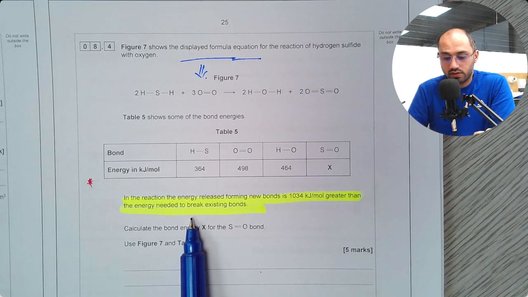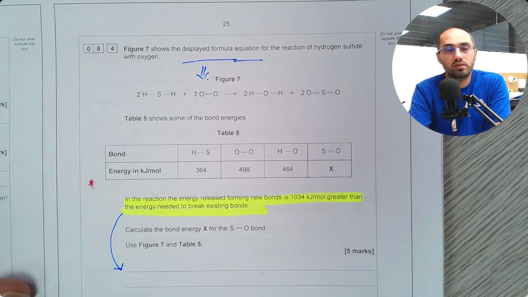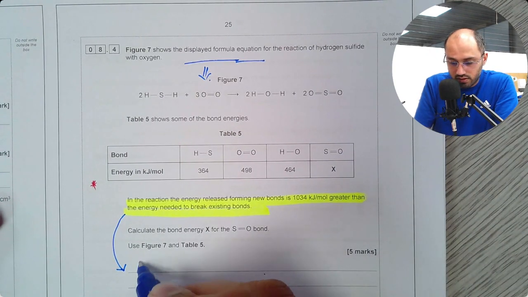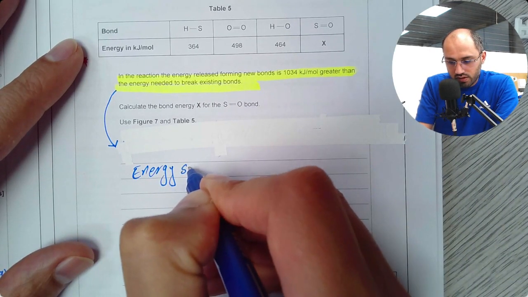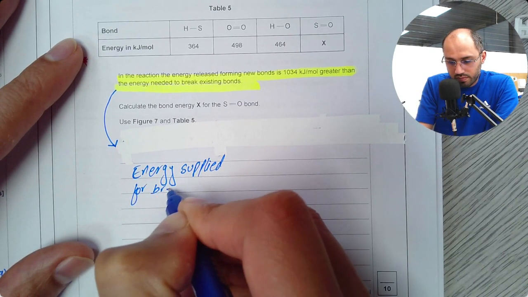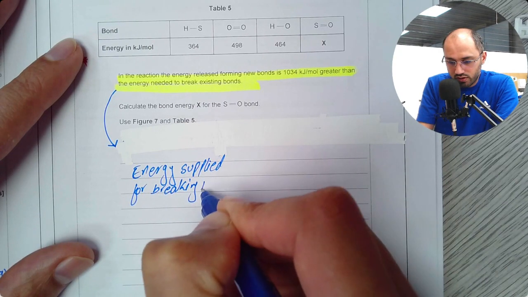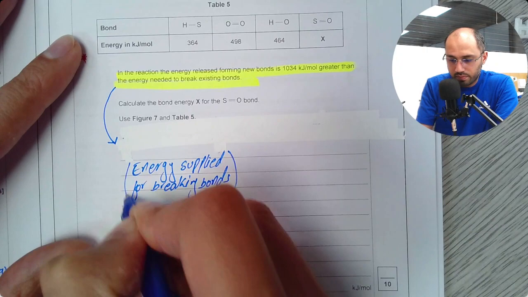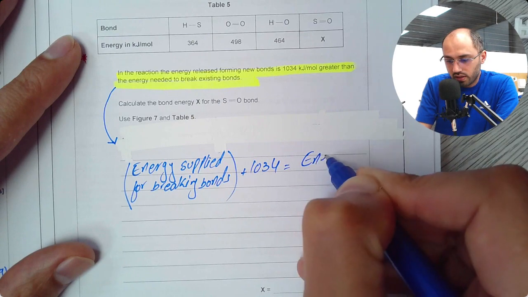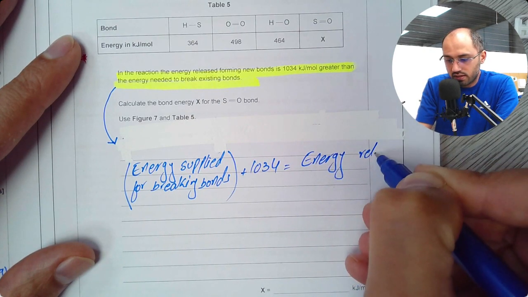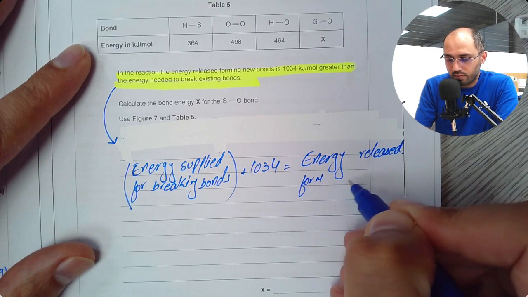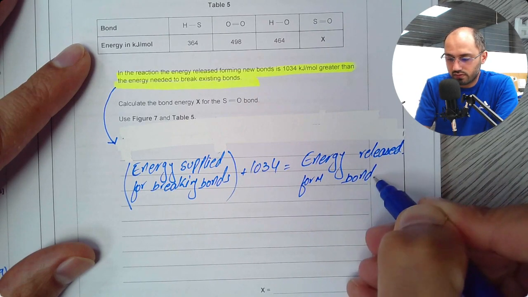This statement is really important to understand. I can write it down in an understandable format. So this is saying that energy supplied for breaking bonds plus 1034 is equal to energy released from bond formation.